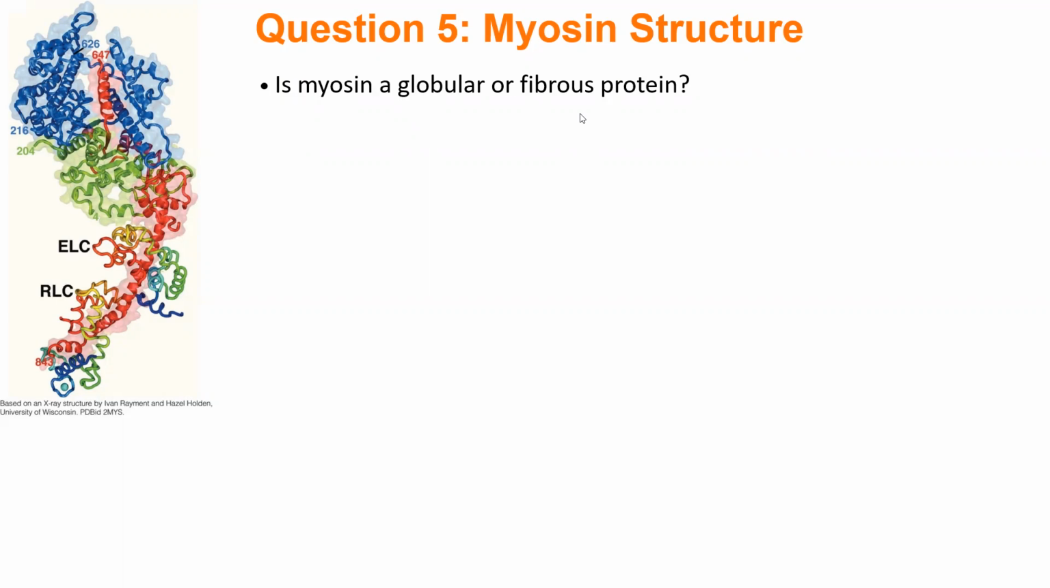Some proteins don't have shape, but myosin does have shape. And the correct answer here is both. This is a fibrous and globular protein because the tail is reminiscent of a fibrous protein, and then the head group is reminiscent of a globular protein. So myosin has the structure components of both classes of proteins that we talked about earlier, both fibrous and globular.